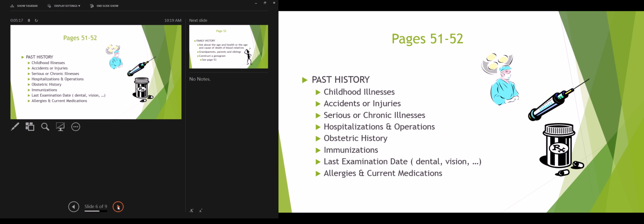Serious or chronic illnesses include things like asthma, hypertension, heart disease, hepatitis, cancer, seizure disorders. If they have none, denies any.